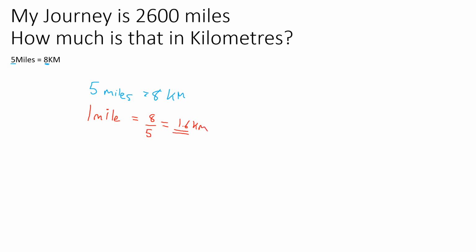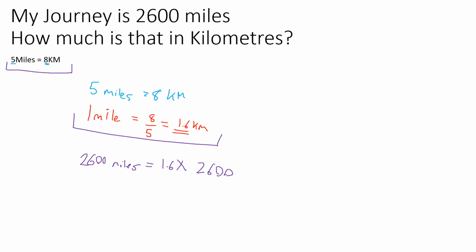Now that's what 1 mile is equal to, but we have 2,600 of them. So 2,600 miles is equal to 1.6, because that's what 1 mile is equal to, times 2,600. So all we're doing is we're using this conversion now, which we derived from this conversion. Okay? And when we do that, we should get an answer of 4,160 kilometers.